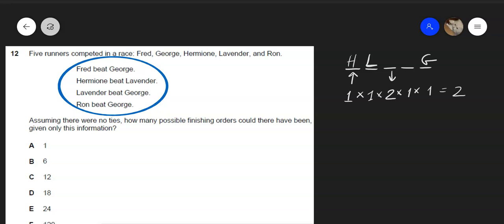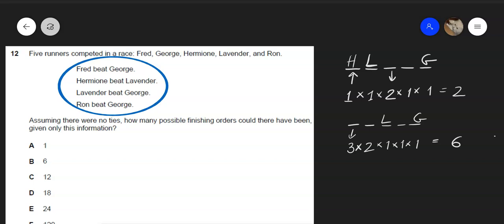Now what happens if we put Lavender in the third place? Now the choice of a first place is not limited to just Hermione, right? Because she could be in the second place and still beat Lavender. This means that we can choose either Fred, Hermione, or Ron for the first place. Then two choices for the second place. And one remaining choice for the fourth place. Equals 6.